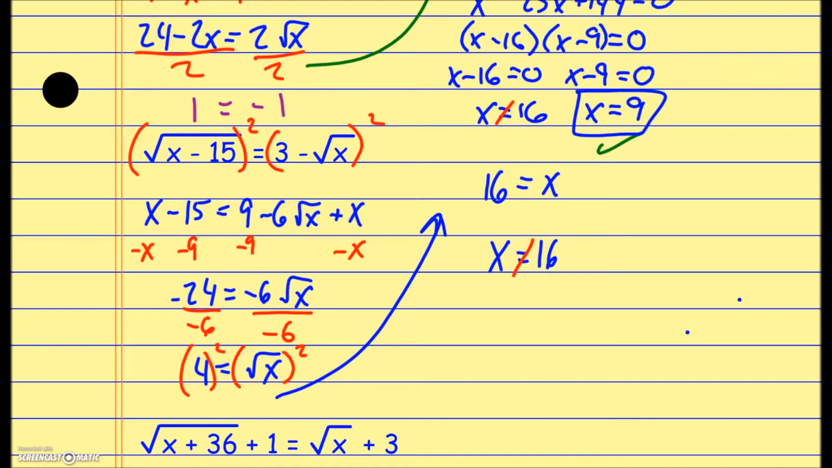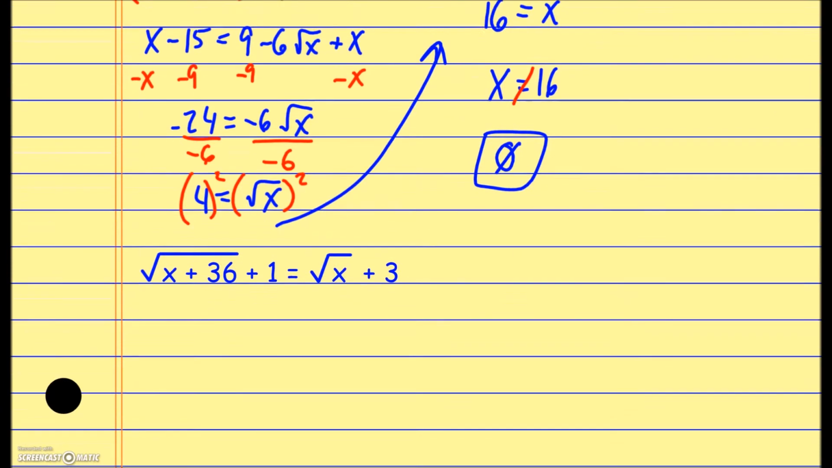And since there are no other solutions, it means there is no solution. So the answer here is no solution, okay? So I use the null set symbol. That's it. So make sure you plug these back in and check your answers.